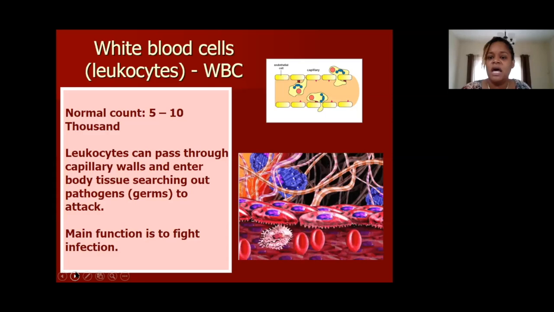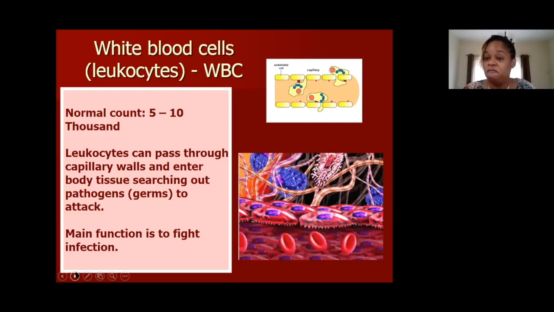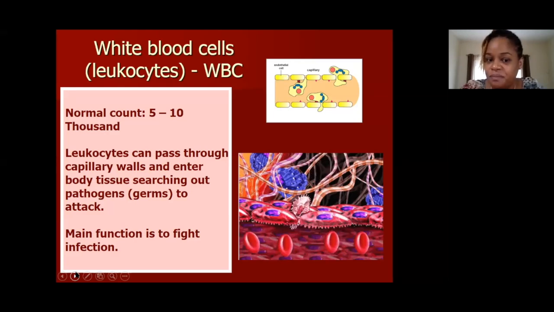But our white blood cells also have the ability to leave the capillary and enter tissue if, in fact, the tissue has some type of infection. Very interesting thing about white blood cells.